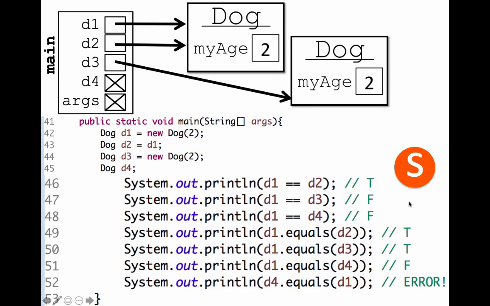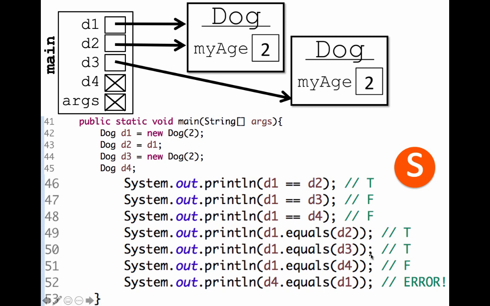Okay, so if we look at our solution, D1 is equal to D2. D1 and D3 and D1 and D4, those are not the same. Then we get to define what equivalent is, but certainly if things are equal, they should be dot equals. So line 49 is true. D1 and D3 point to separate objects, but the internals of those objects are the same, so it sort of makes intuitive sense that those would be dot equals.